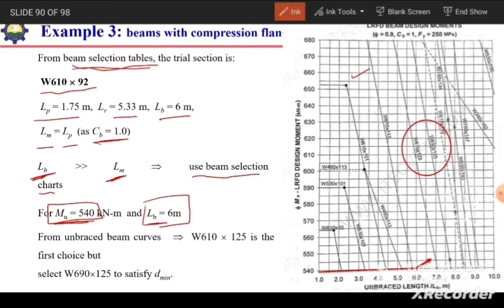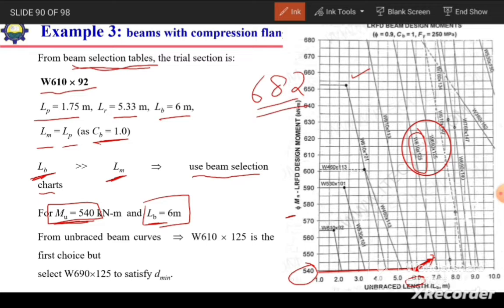So if we see this chart, here we have the point 540 corresponding to the moment 540 and the unbraced length 6 meters. So this will be our point. We need to see the section on the right side and on the top. The first section close to this is 610 into 125, but its depth will be significantly lesser than 682, which is required in this case.